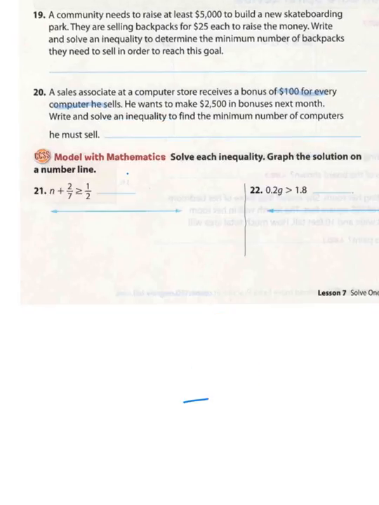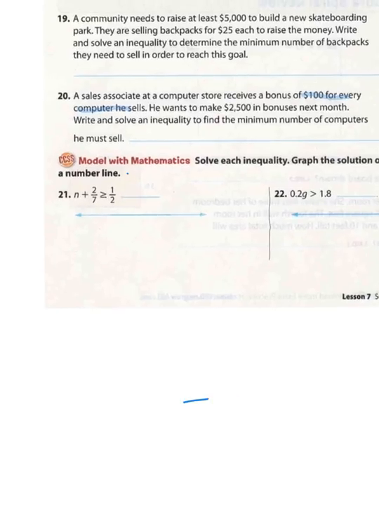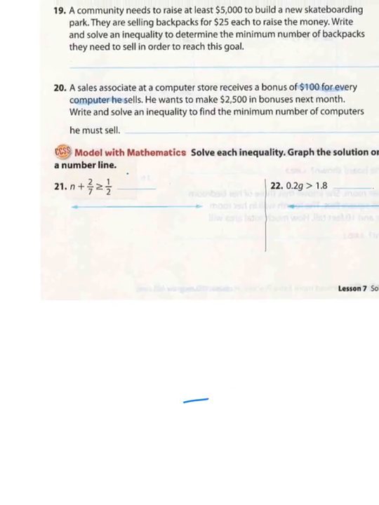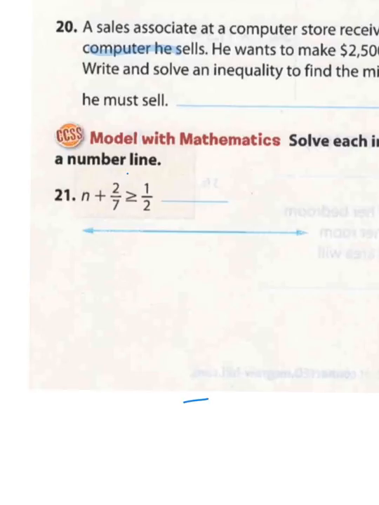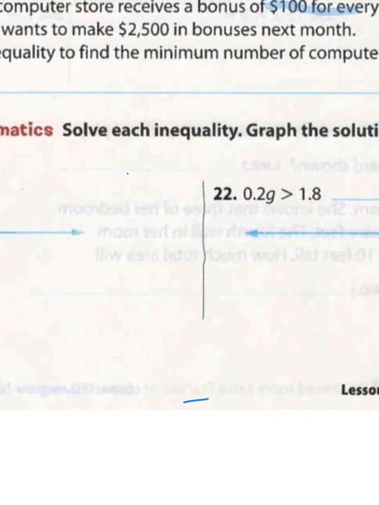Alright, if you're looking at number 21, it's the same idea that we've been doing. You need to separate this. The opposite of plus 2 sevenths would be minus 2 sevenths, right? So I want to remind you guys that when you're adding and subtracting fractions, you need to have the same denominator. So figure that out for number 21. Same denominator.